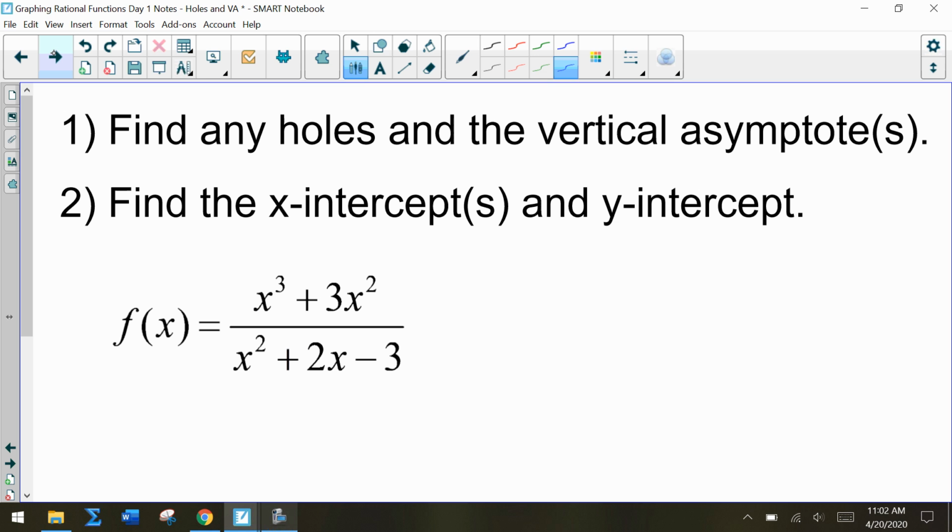Okay, so let's put this all together. We want to find any holes and vertical asymptotes in the graph, and then we're going to talk about how to find x-intercepts and y-intercepts. So our first thing that we do is always to factor.